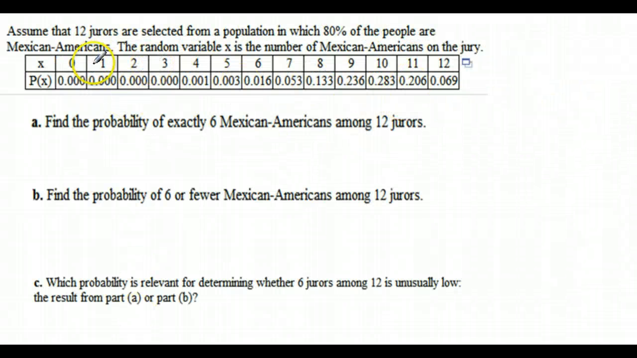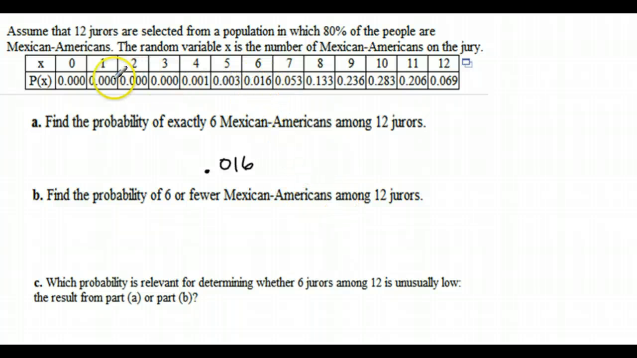Alright, and then when we got this probability distribution, this is the number of jurors that serve on a jury, and X represents the number that are Mexican American that are on the jury. Alright, so find the probability of exactly 6 Mexican Americans. Well, this is a probability distribution, so the probability of 6 is the one that's right there with 6. So 0.016.